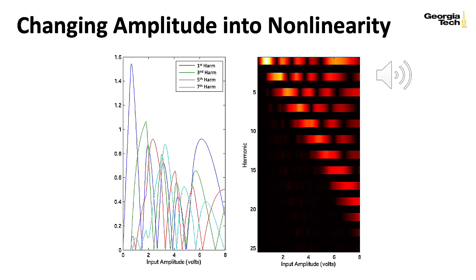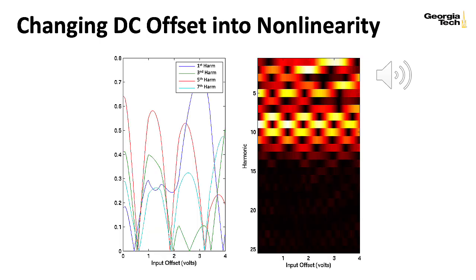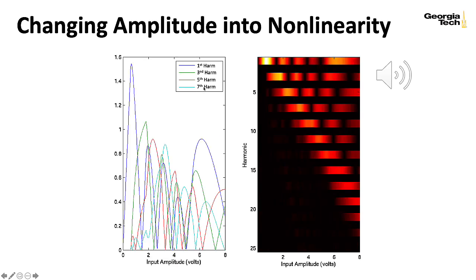So that was fun. Now, I mentioned this symmetry operation. In the next slide, what I'm going to do is keep the amplitude of the wave going fixed, but now I'm going to add a DC offset to the sinusoid before it goes into the nonlinearity. Here, I'm only plotting the first, third, fifth, and seventh harmonic again because I wanted to compare and contrast with what I had on the previous slide.